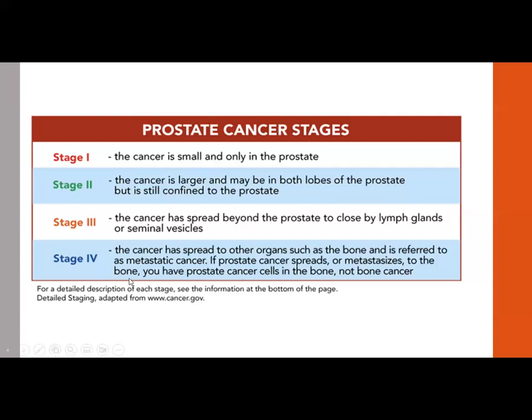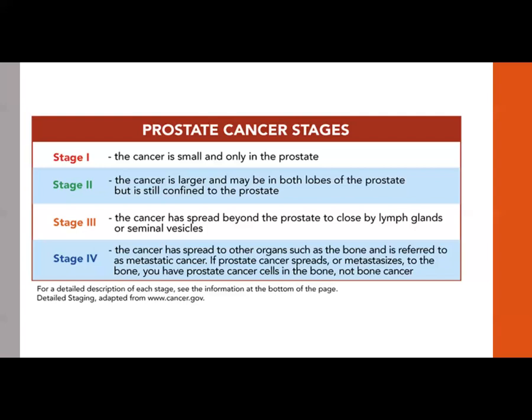Stage 3, the cancer has spread beyond the prostate. In stage 4, the cancer has spread to other organs, such as the bone, and is referred to as metastatic cancer. If prostate cancer spreads or metastasizes to the bone, you have prostate cancer cells in the bone, not bone cancer. And I'll go ahead and repeat that one more time.